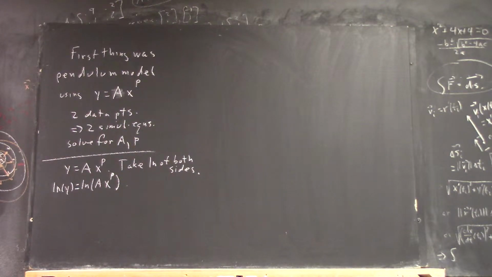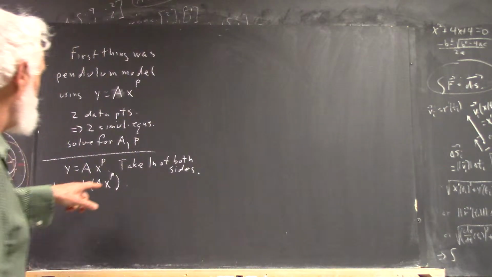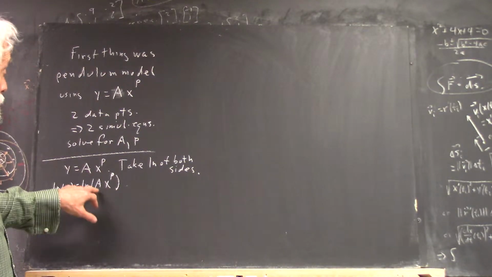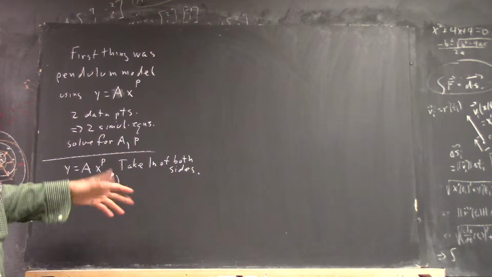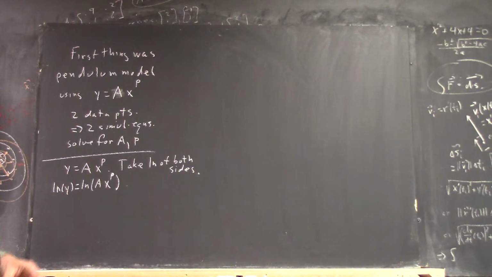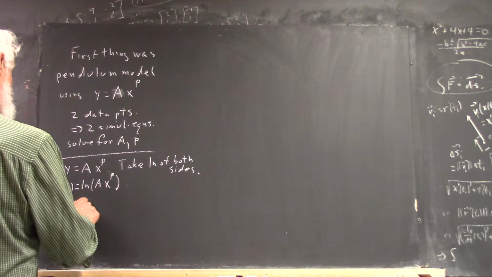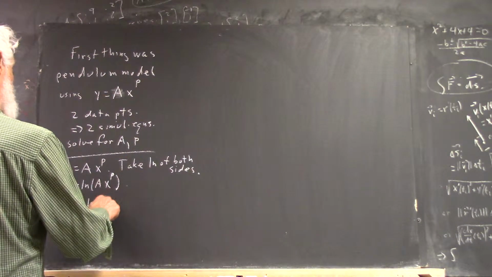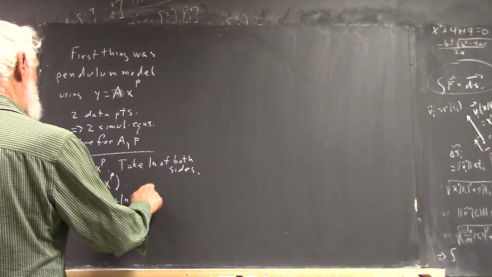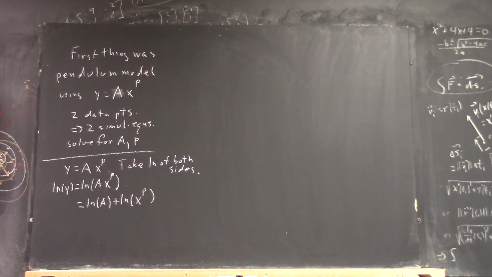Is it p times natural log of a times x? Well, p isn't an exponent of a x, but you've got the right idea. Okay, first of all, it's got a times x to the p. Now, how do you simplify the natural log of a product? Well, if you remember, okay, but I'm not going to put you on the spot. It's the natural log of a plus the natural log of x to the p. Right?